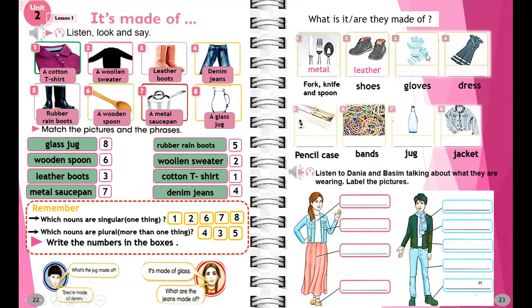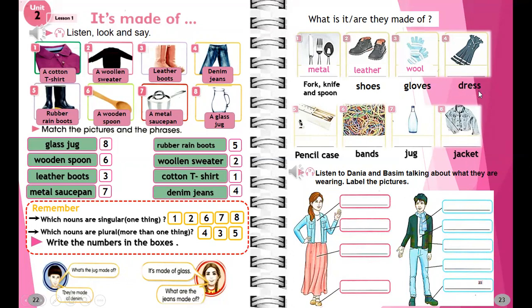Picture three, also we have a plural, because we have gloves. Gloves are also treated as plural, like shoes and boots. So I say, what are they made of? We didn't say, what is it made of? Because here we have plural, not singular. They are made of wool.